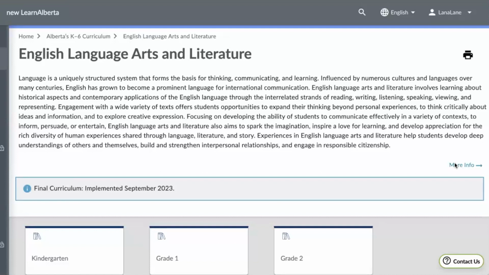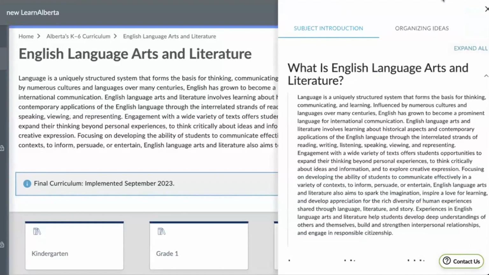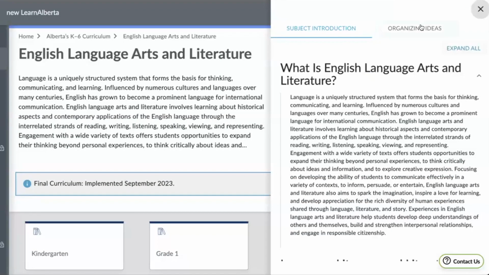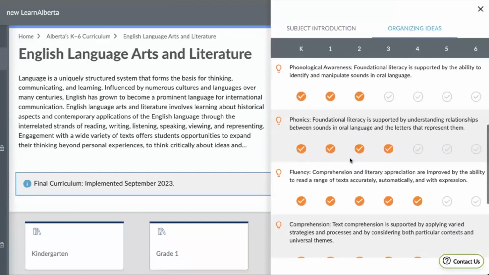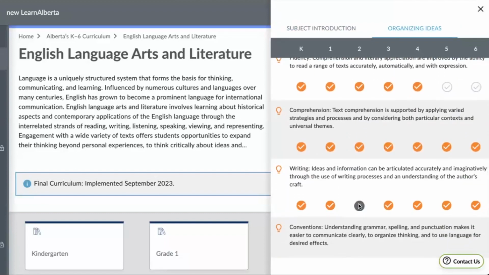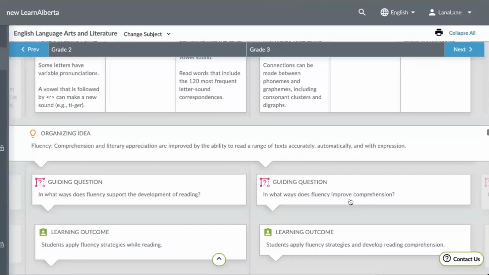So Irene, I'll take the group here to more info. So this little button on the right-hand side of our curriculum takes us to all of the organizing ideas from K to 6. And again, because our example was grade 2, we went down the grade 2 grade level, and it was writing that we were wanting to assess. And so we're going to go down to the writing area.